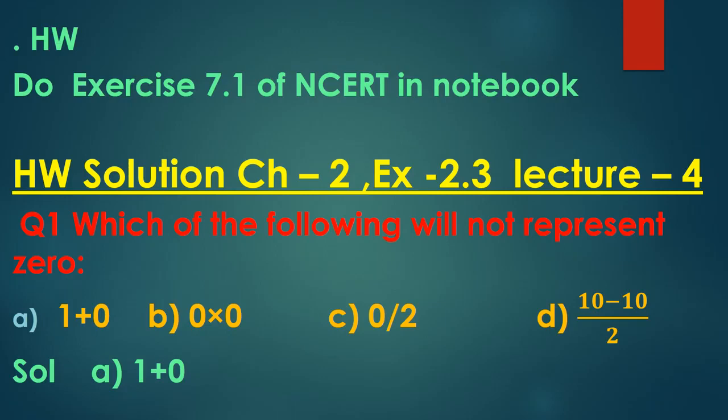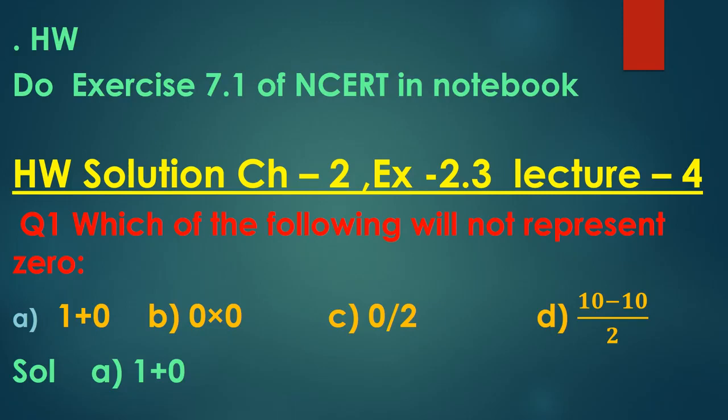Now let us discuss the homework solution of chapter 2, exercise 2.3, which I gave you in lecture 4 of chapter 2. Question number 1 is, which of the following will not represent 0? 4 options are with us: 1 plus 0, 0 multiplied by 0, 0 upon 2, 10 minus 10 upon 2.